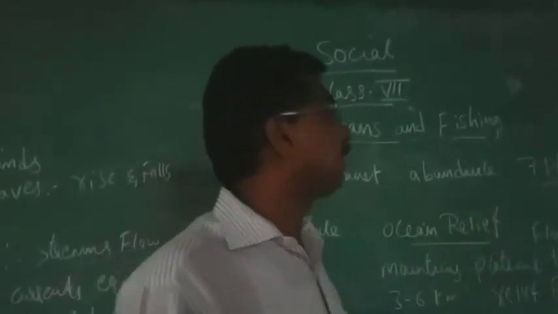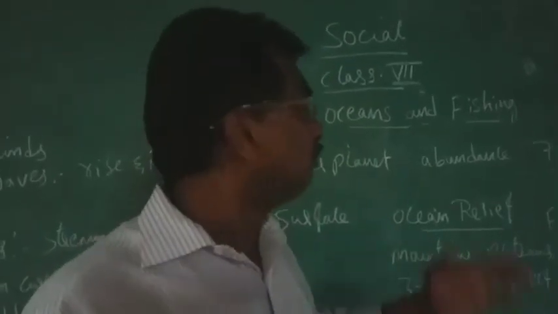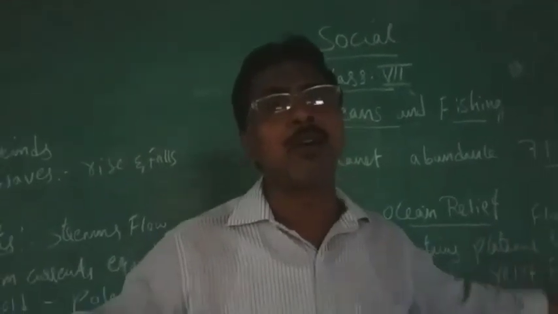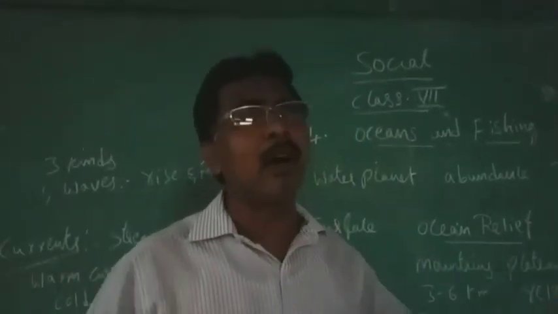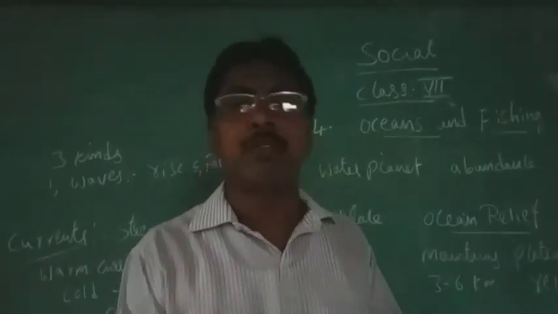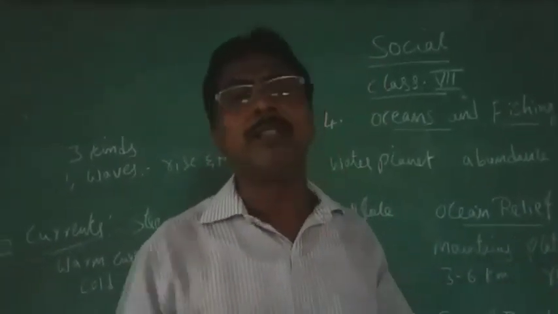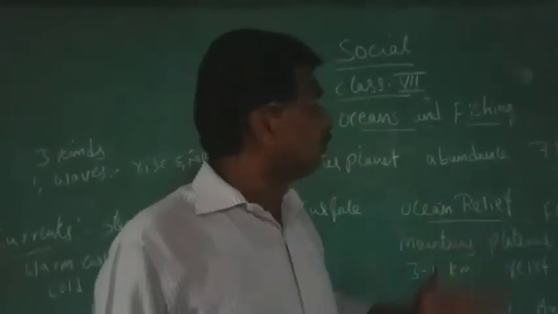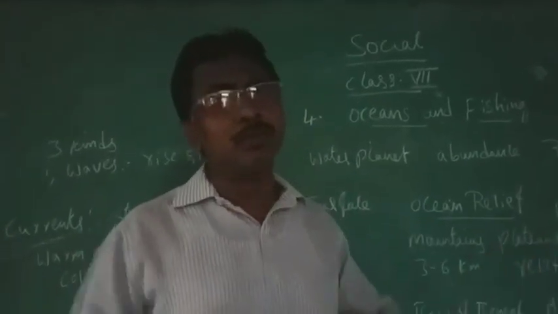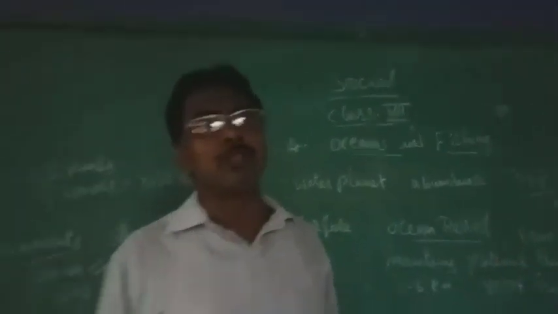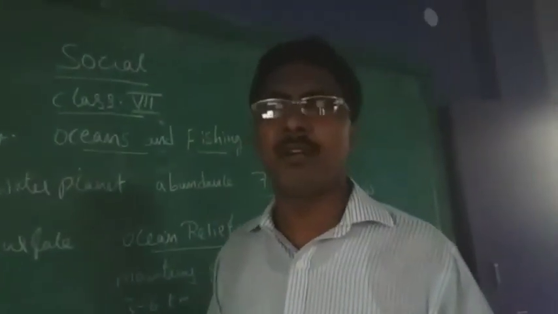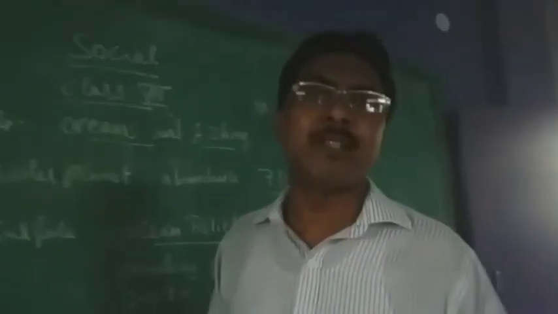And what is the definition of ocean? The huge salt water body is called an ocean, or a large part of the water body is called an ocean. Once again, the huge salt water body is called an ocean. You should know that 71% of the earth's surface is covered by this ocean water.